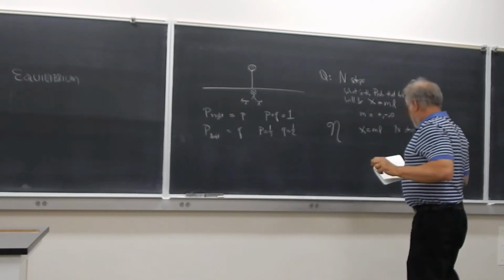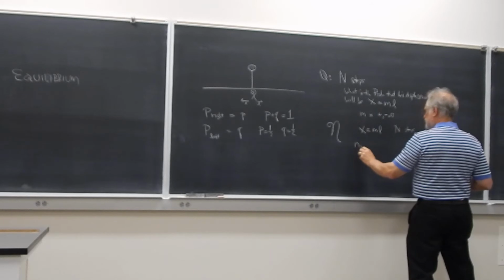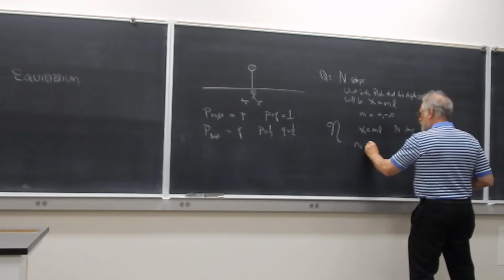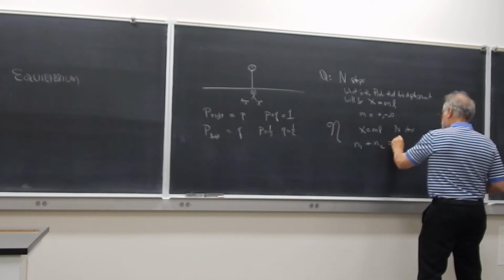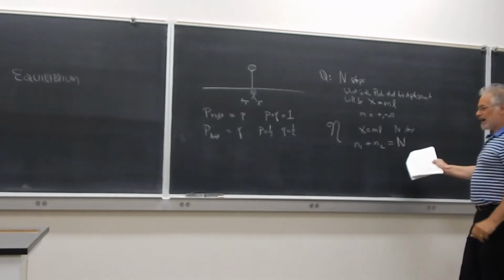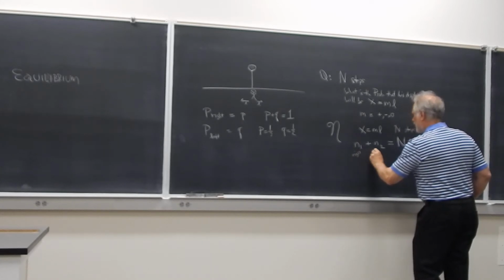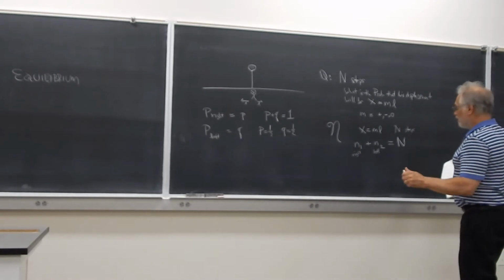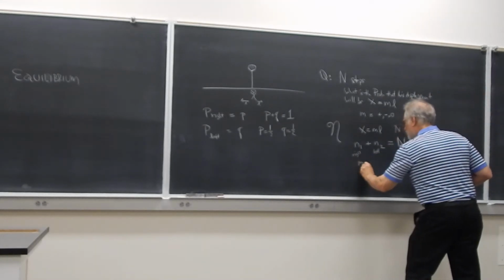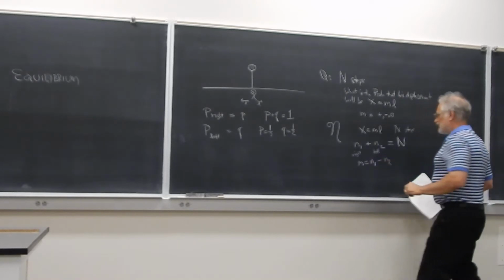Okay, so let's say that the student takes n1 steps to the right, and then he takes n2 steps to the left. So that the total number of steps he takes is capital N, but he's taken n1 steps to the right and n2 steps to the left. Furthermore, of course, m then would just be the difference, right minus left, in his displacement.